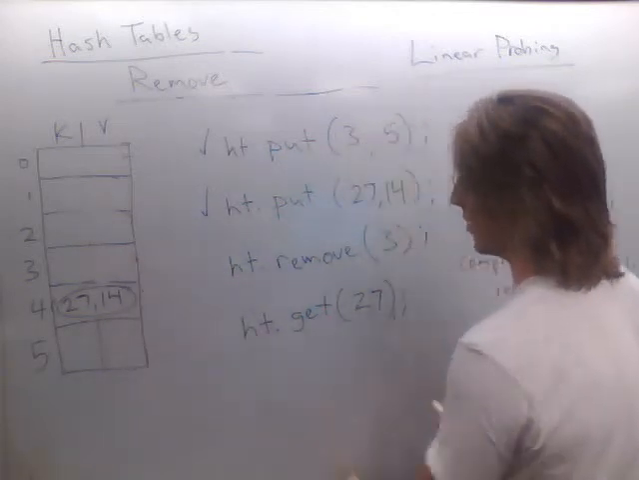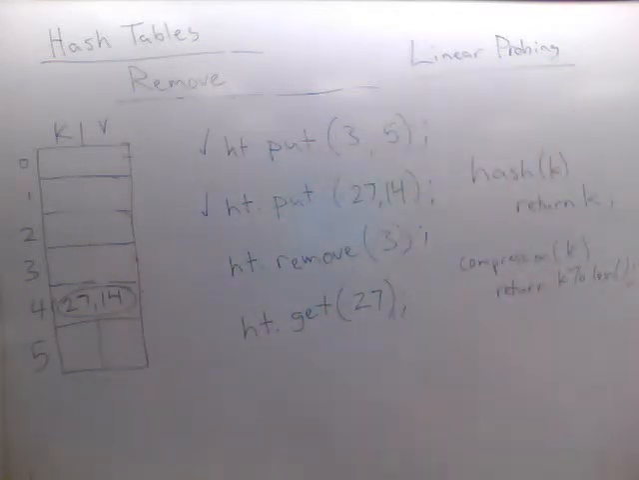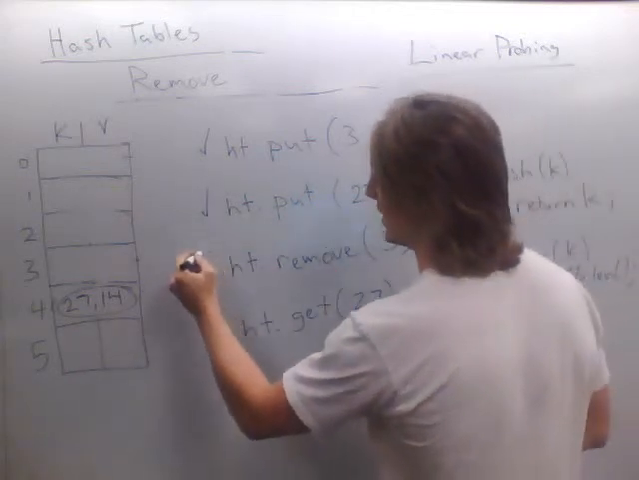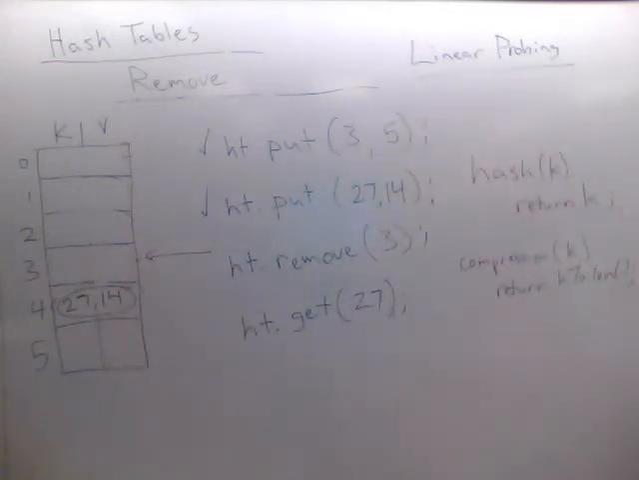All right, so now we want to get 27. So find 27 inside the table. So key 27. Pass in 27, get back 27. 27 mod 6 is going to be 24 with a difference of 3. So we expect to find it in index 3, right? So we look in index 3 and it's empty. And we say it's not in the table. We can't find it. It's not there.